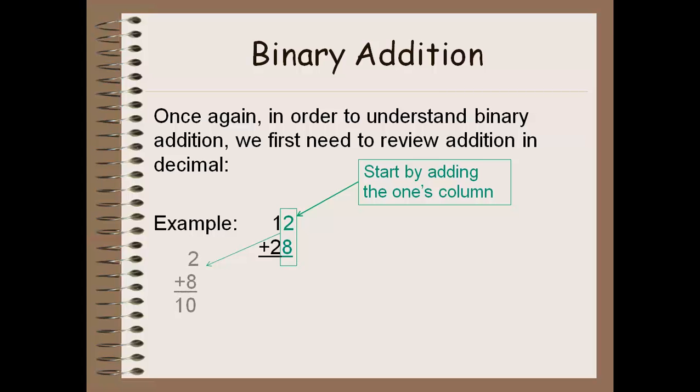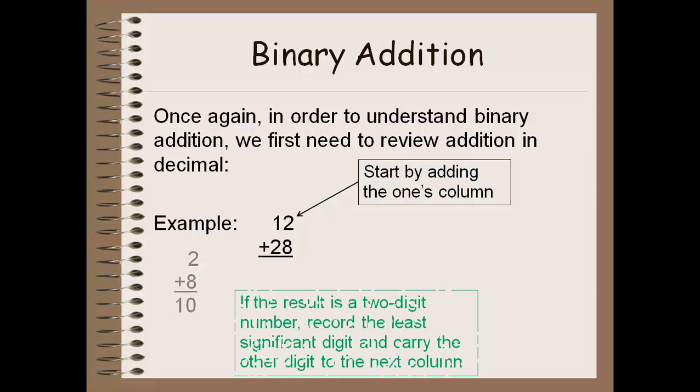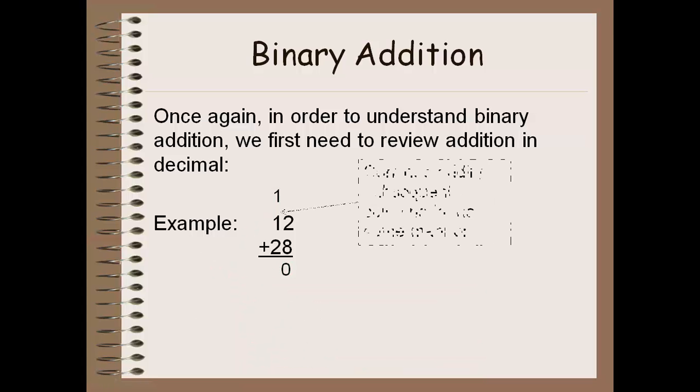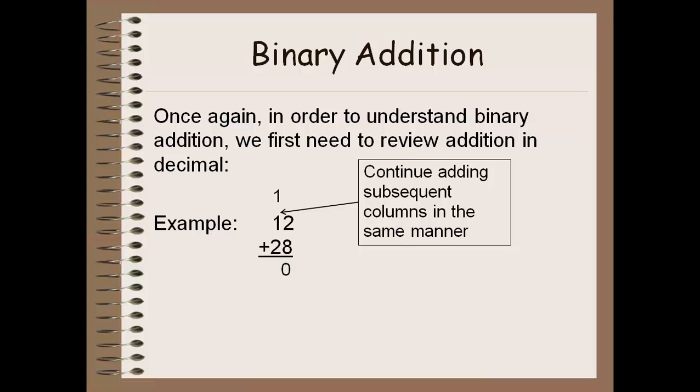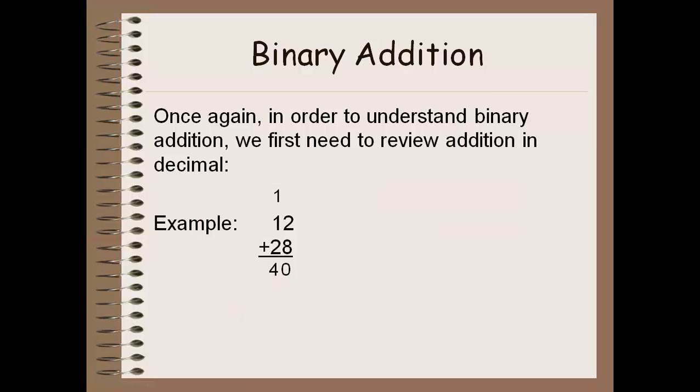Because we have two digits, I'm going to take the least significant digit and put it underneath the ones column, and I'm going to carry the 1 in the tens column over to the next column. I can then start to add the next column in the same manner. So 2 plus 1 plus 1 is 4, and I can put that digit down below. So that gives me the answer of 12 plus 28 is 40.